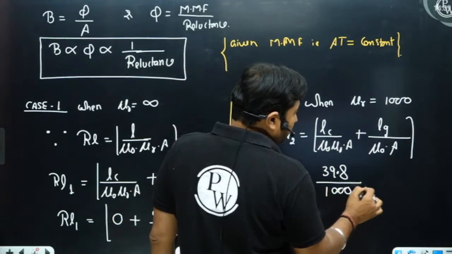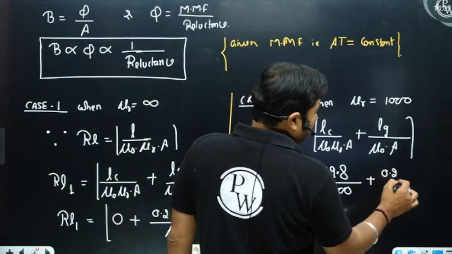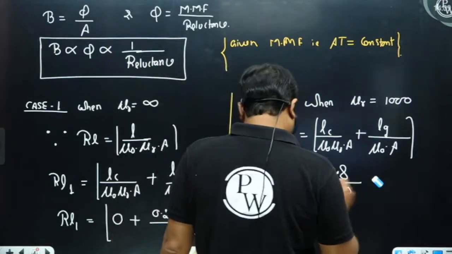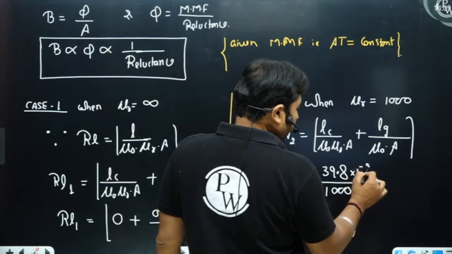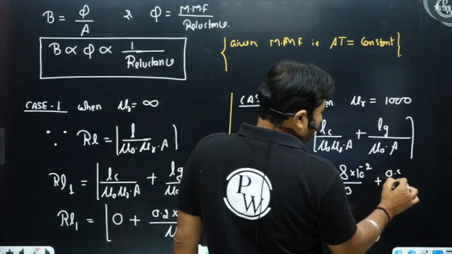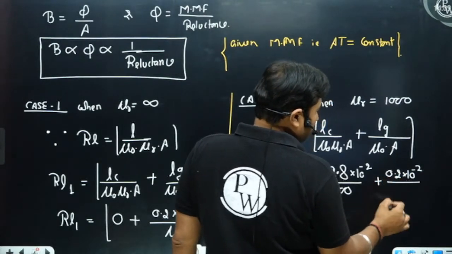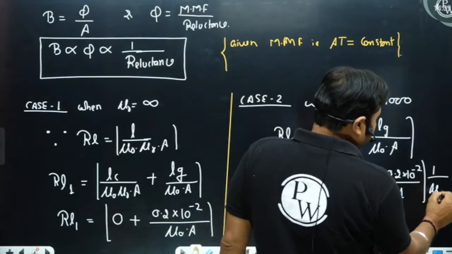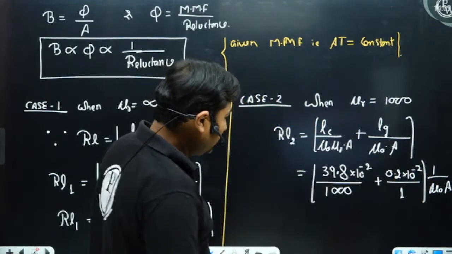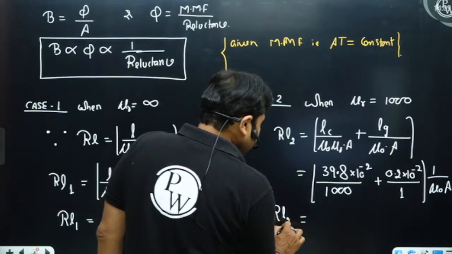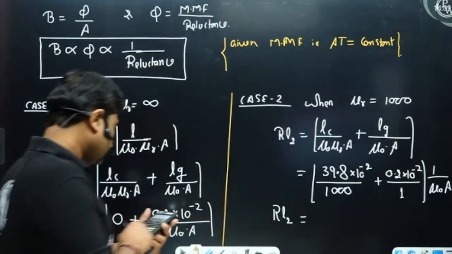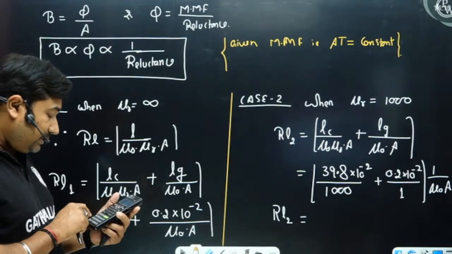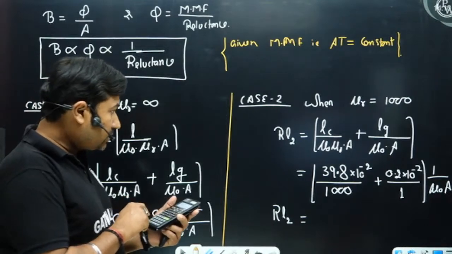Upon mu r is 1000 plus Lg is 0.2. Both are in centimeters, so convert them into meters by multiplying by 10 to the power of minus 2. This is also 0.2 into 10 to the power of minus 2 in meters. Upon 1 you can take common 1 upon mu naught into A, because this value is in both. So now we have reluctance in the next case also: 39.8 by 1000 plus 0.2.